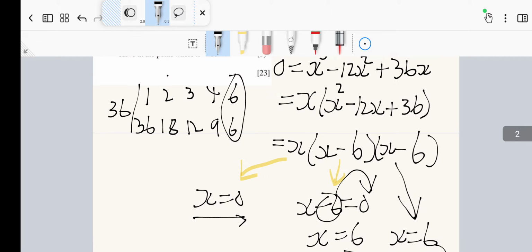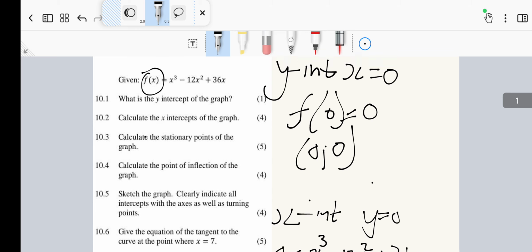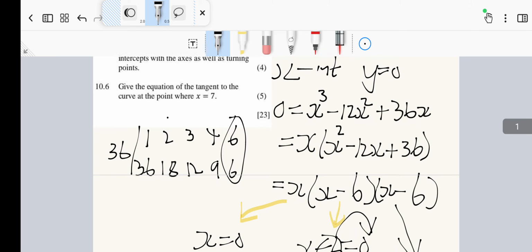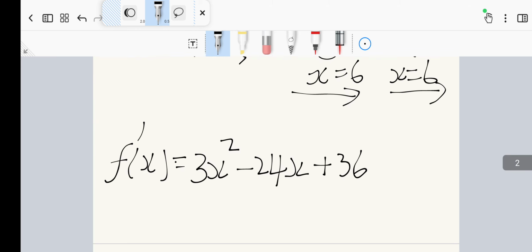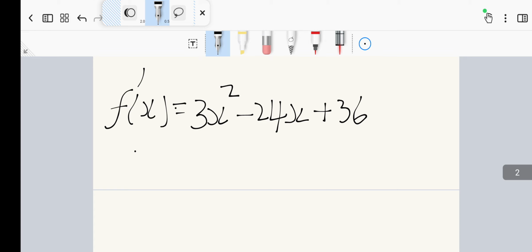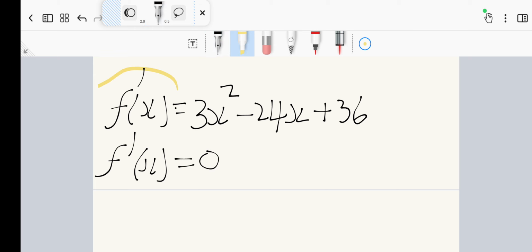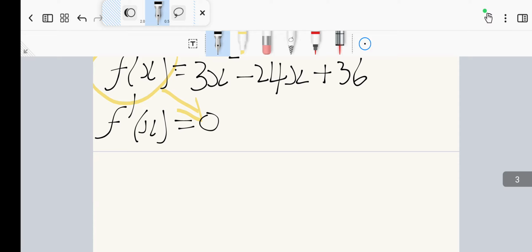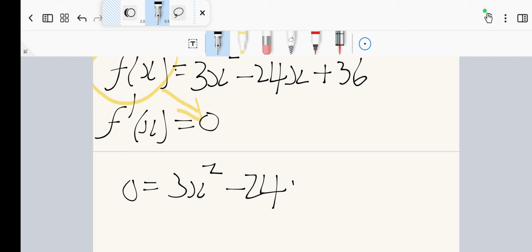So let's just double check that quickly. So yes, 1 multiplies with the 36. So there we have our derivative. Okay, great. But now you also know that at your stationary points, your derivative is equal to 0. So we're going to replace this with our 0. So let's say 0 is equal to 3x squared minus 24x plus 36.